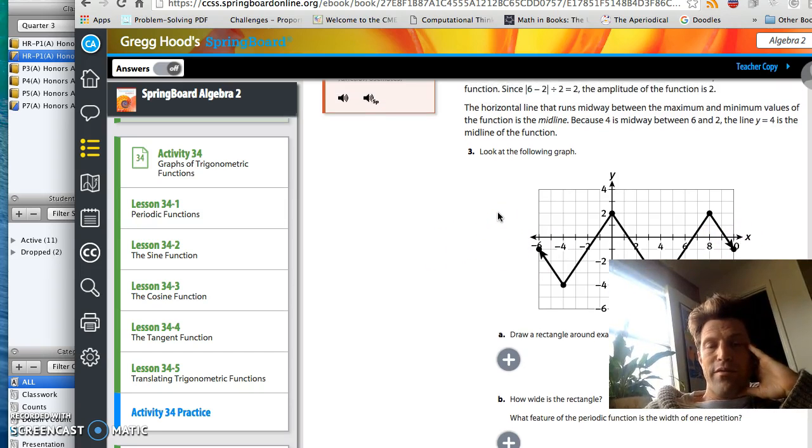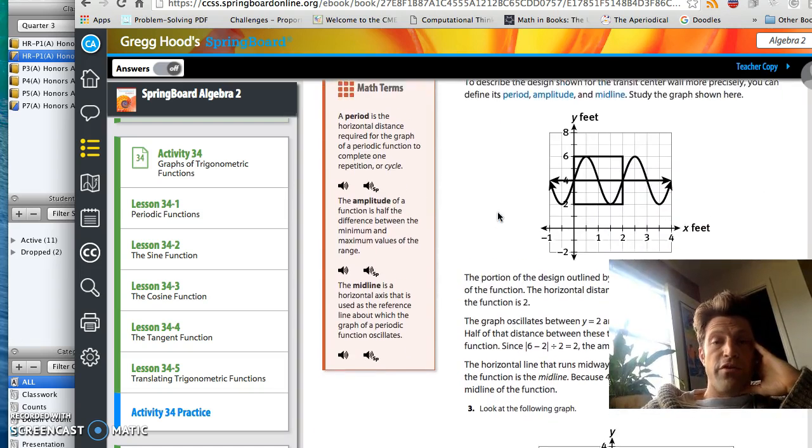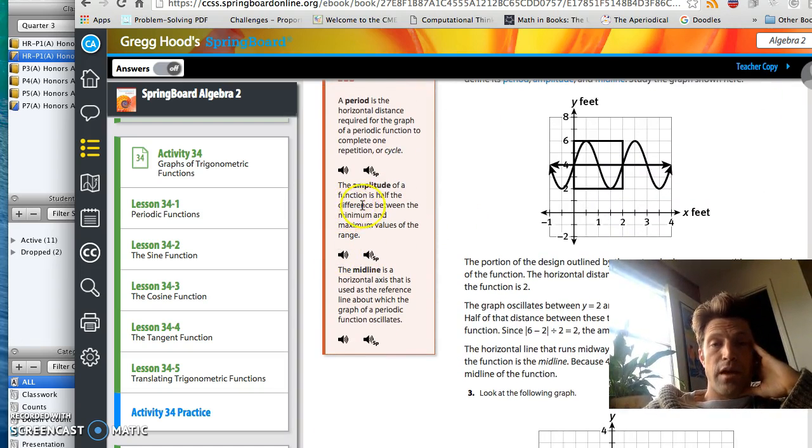So I'll give you this packet. You'll be able to work on this on your own. But here's a definition of amplitude and midline. The amplitude is half the difference between the minimum and the maximum. So if you don't know what the midline is, but you just know the minimum and the maximum, well, you can subtract, you get 4, and then split the overall 4: 2 is above, 2 is below, so you say the amplitude is 2.